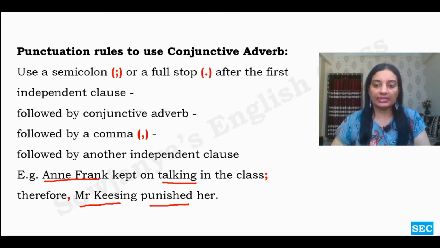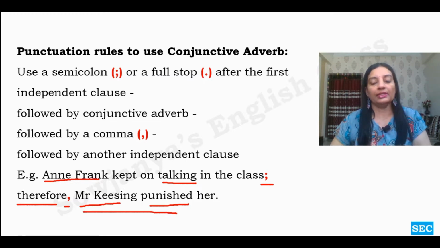This particular sentence is a compound sentence. How have we used it? The first independent clause followed by a semicolon, followed by a conjunctive adverb, followed by a comma, followed by another independent clause. Whenever we use a conjunctive adverb in a sentence, these are the punctuation rules we need to follow.